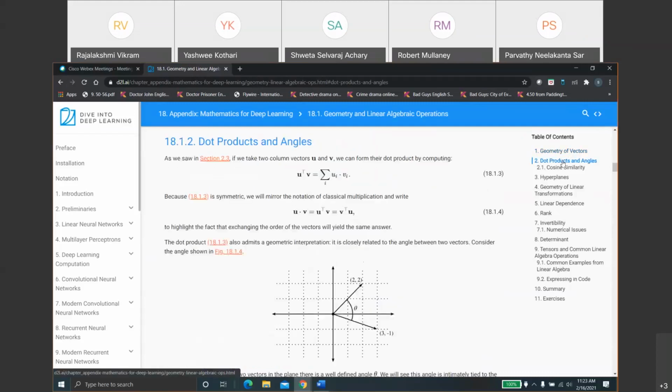Now, we saw what a dot product is. It is the summation of all element-wise multiplication.